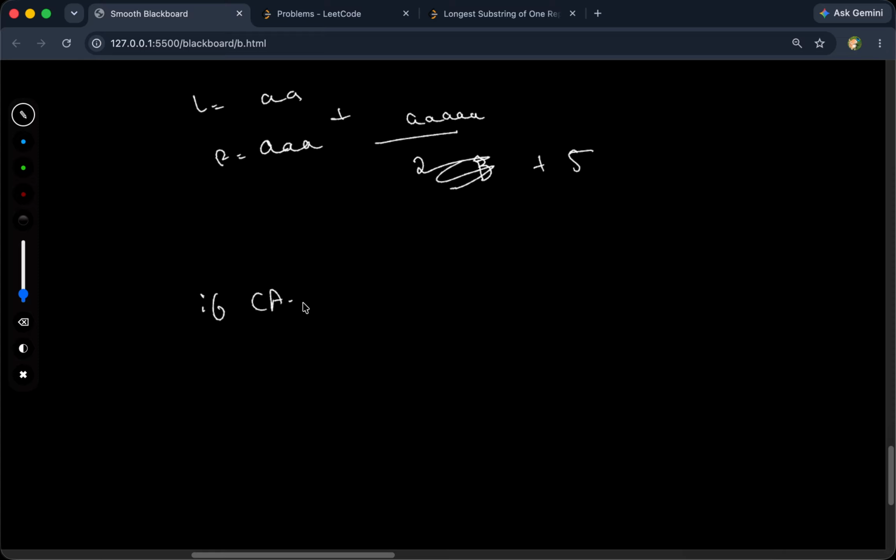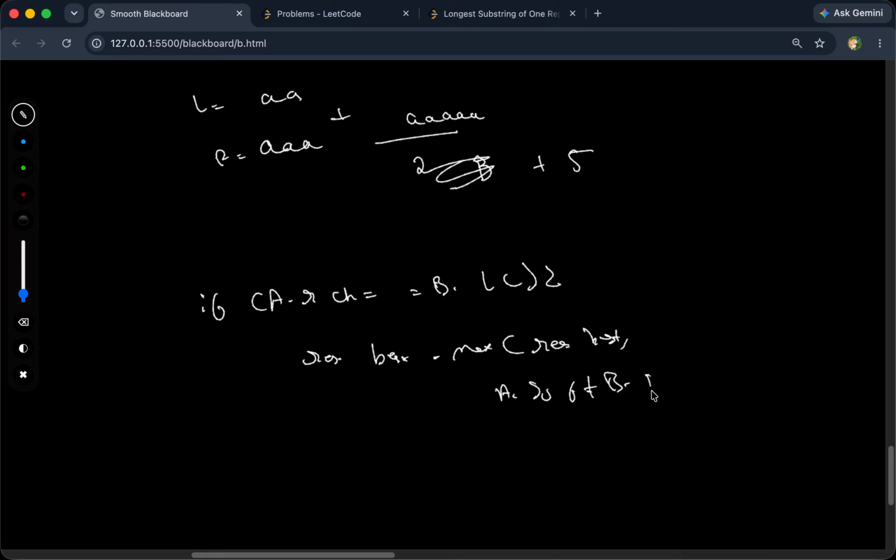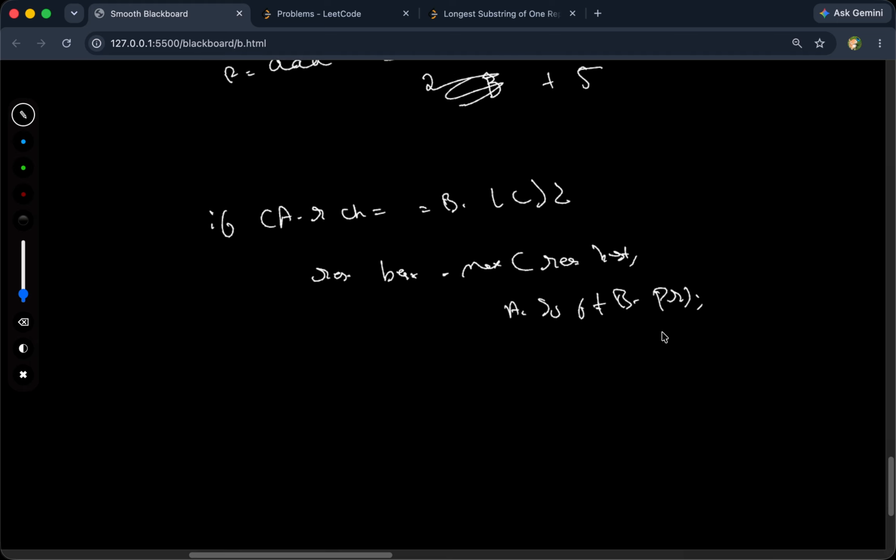So how can we write this? If A.right character is equal to B.left character, S.best is equal to max of S.best and A.suffix plus B.prefix. If the left segment ends with the same character that the right segment starts with, the two groups can connect, so we check left suffix plus right prefix. Okay, now we have to merge.